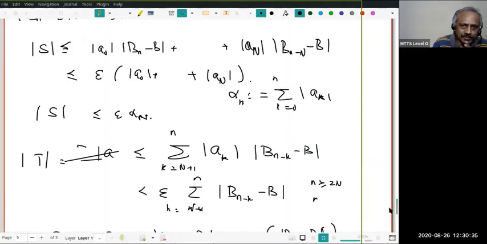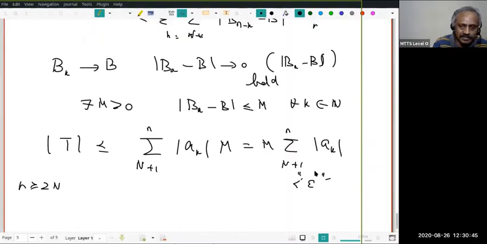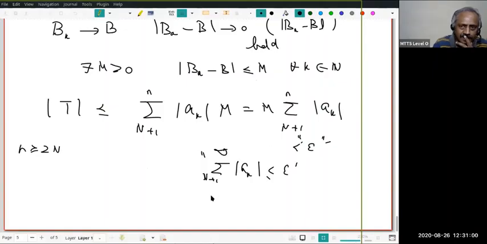Remember, my original assumption was that summation an is convergent and summation bn is convergent. Will that do? No, because this seems to say that the sum from n plus 1 to infinity of mod ak should be less than epsilon, because this must be true for every n. You understand? Therefore, this must be less than or equal to epsilon. So, what does this trigger? It should trigger your memory. What condition should I impose? Okay. Pause, review, proceed.